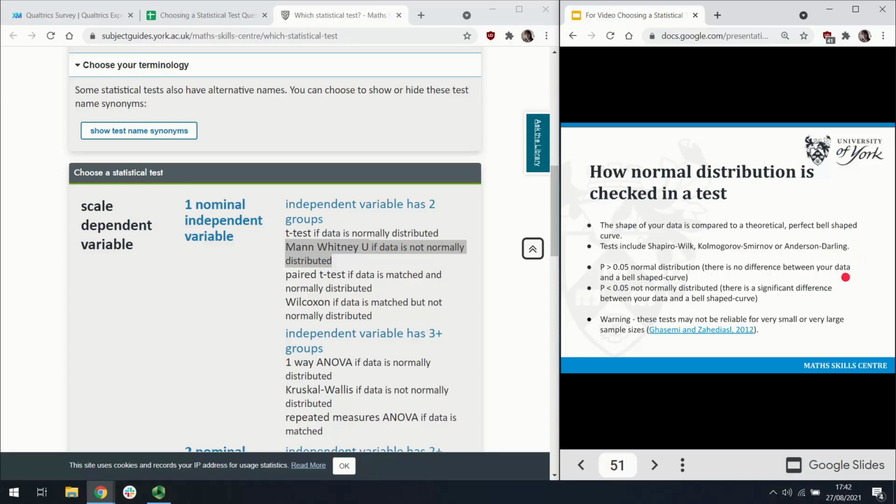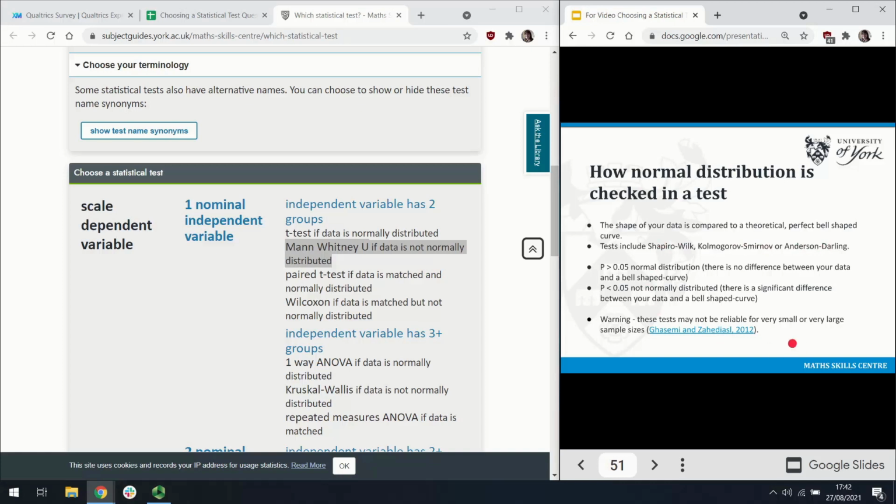And the way those tests work is that they give you a p-value. And this is how to interpret these p-values. If your p-value is greater than 0.05, then great, you've got normal distribution and you can go ahead and use something like a t-test. If the p-value is less than 0.05, you don't have normal distribution. And in brackets there, I explain why that's true. But basically, if you remember this and this, then you'll be able to interpret these normality tests.